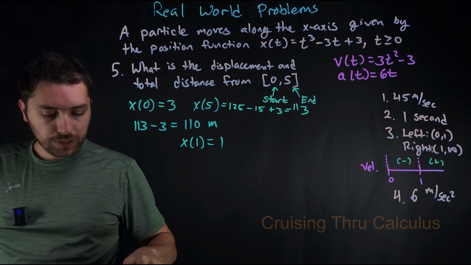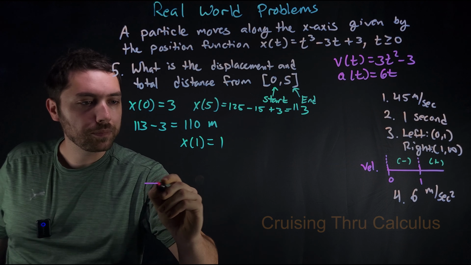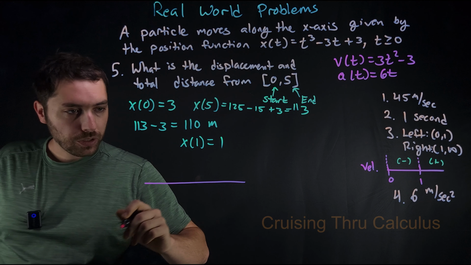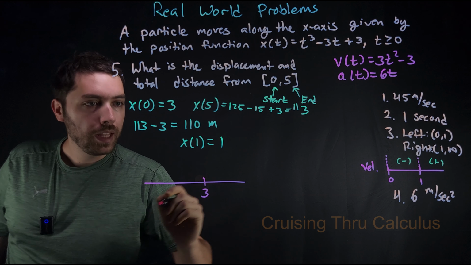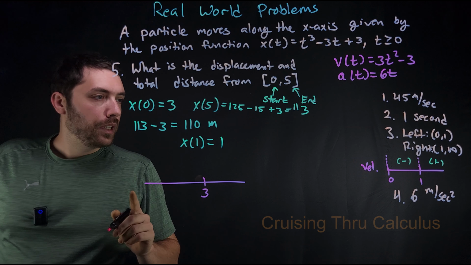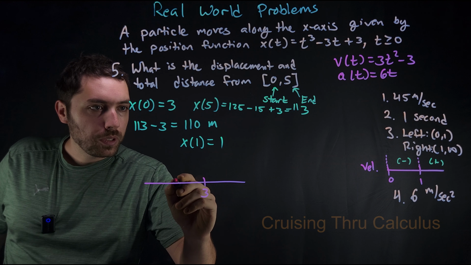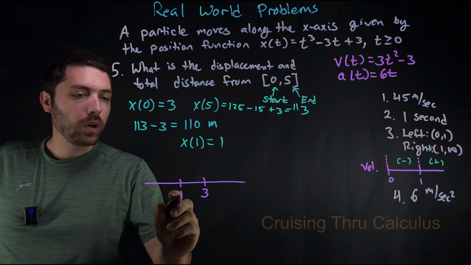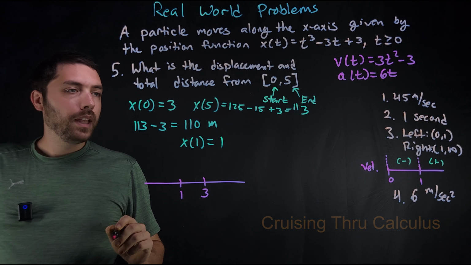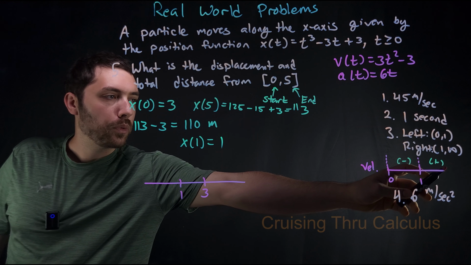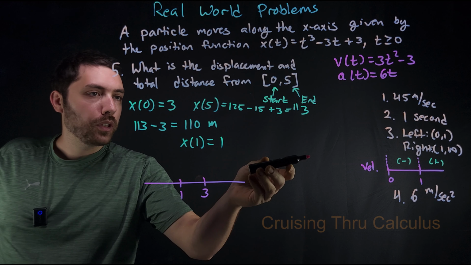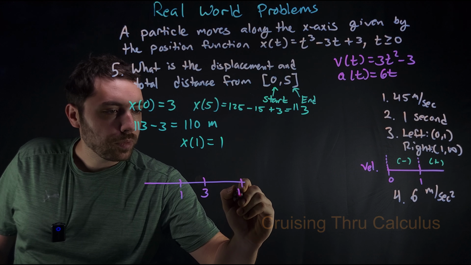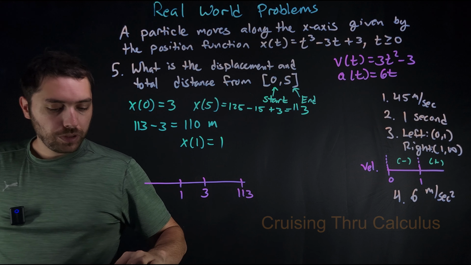Okay, so here's what this means. Let me show you visually. When t was equal to 0, we start at 3. Then we move to the left, and we do so until we get to 1 second, at which case we were at an x-coordinate of 1, if you will. Then we're moving to the right from that point onwards. And we keep moving to the right until we get up to 5 seconds, because that's our ending time, and that is where we reached our ending point of 113.